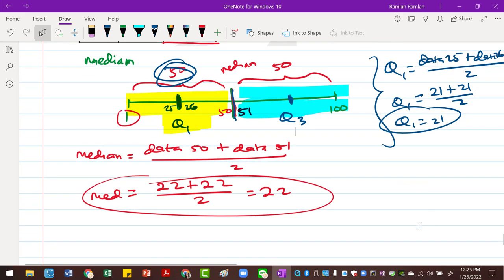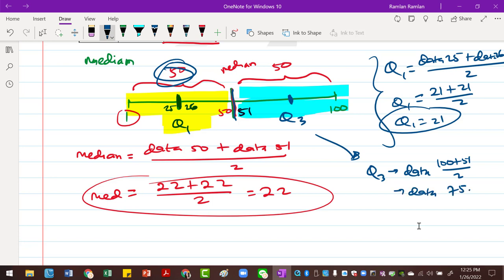So how can we find the middle value in here? On what data is it actually? Another way to do this is you only need to add these two numbers and then divide by 2. Every time you want to find the middle, you add the most left and the most right, and divide by 2. So quartile 3 is going to be data number 100 plus 51 over 2. Then that will be data number 75.5. So what is 75.5? It's between 75 and 76, right? So I'm going to write down 75 and then 76.